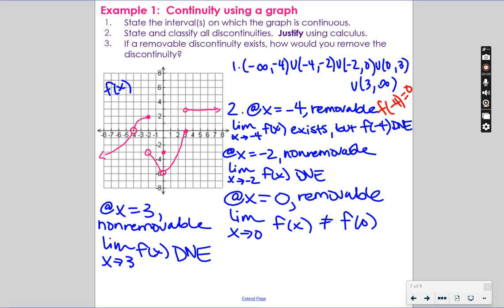What about at x equals 0? F of what? F of 0 equals -6. That's it. So on your homework, there's a blank for part C. If you didn't have any removables, you just leave it blank. You don't have to answer that question.